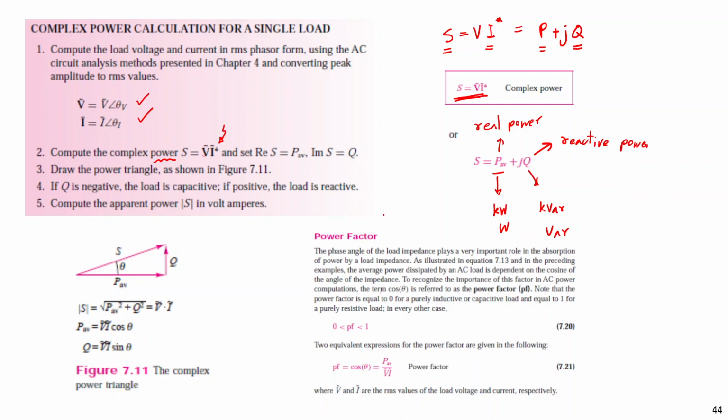It means that Q is not the power directly used by the equipment, but it is required by the equipment. The Q will flow in and out, and the net value will be zero. It's an imaginary power. It's there, but it's not used directly. It flows in and out of the equipment, and it can be both negative and positive.